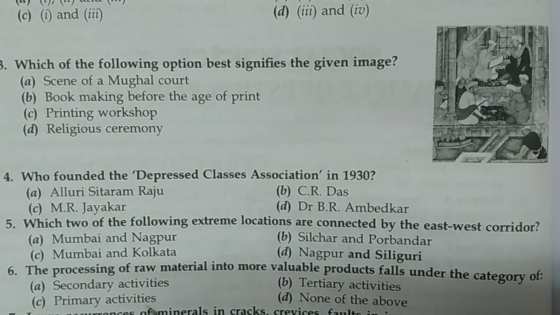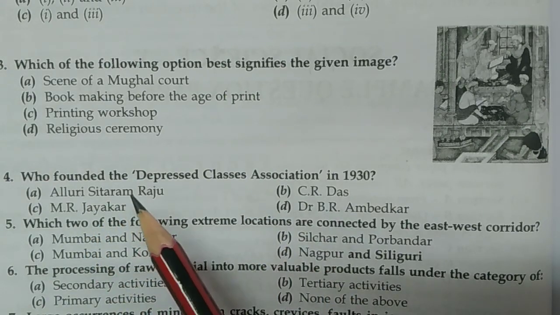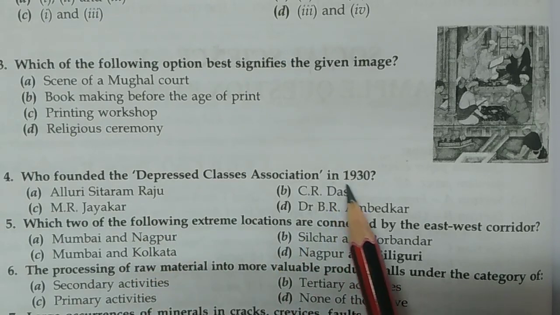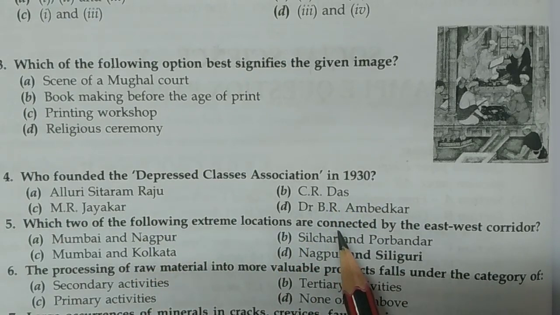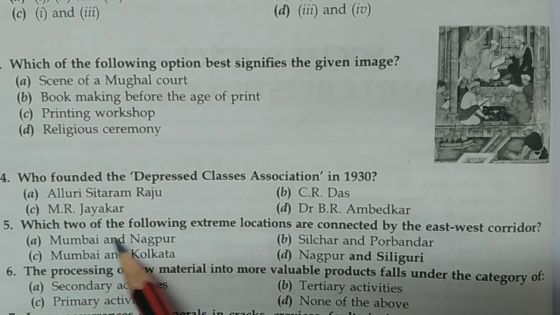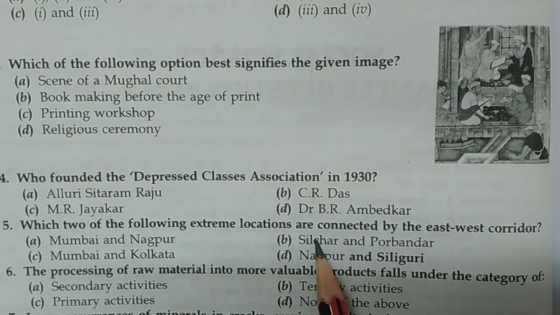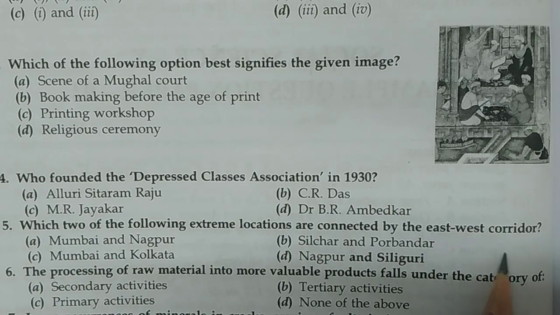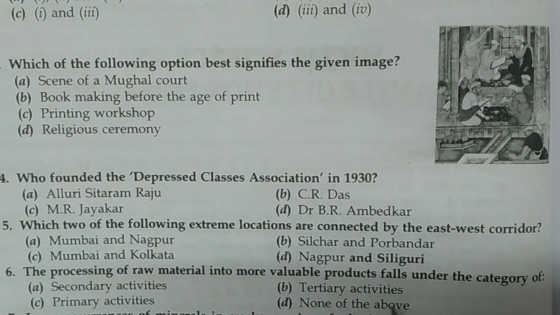Now next, question number 4. Who founded the Depressed Class Association in 1930? You have 4 options, you can find the correct answer. Now question number 5. Which two of the following extreme locations are connected by the east-west corridor? These are the options given as A, B, C, D, and you can find it correctly. Now question number 6.